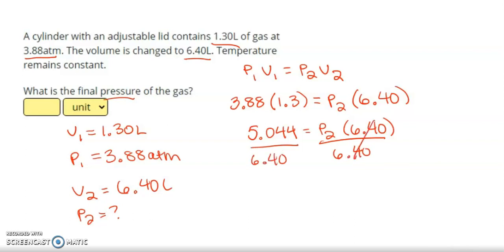On the right side, 6.4 cancels. So you can punch in your calculator 5.044 divided by 6.4 equals, and that gives you P2, and that's equal to 0.788. This is pressure, and the unit for pressure in this problem is atmosphere.